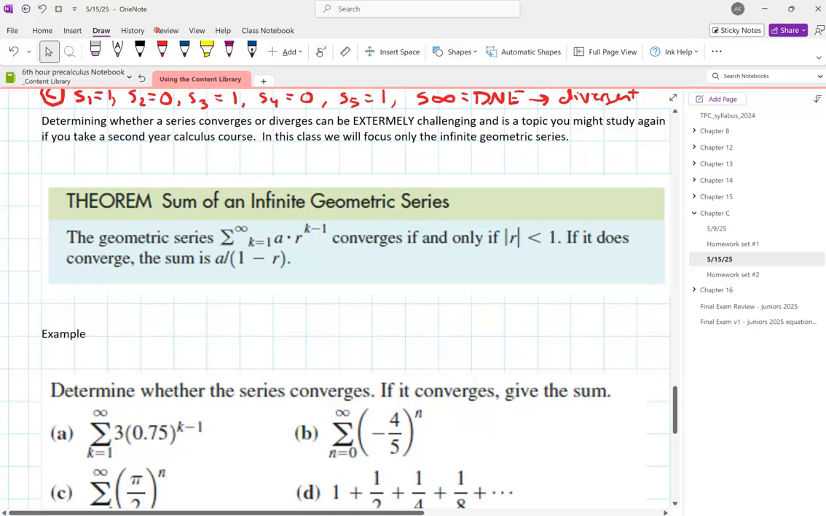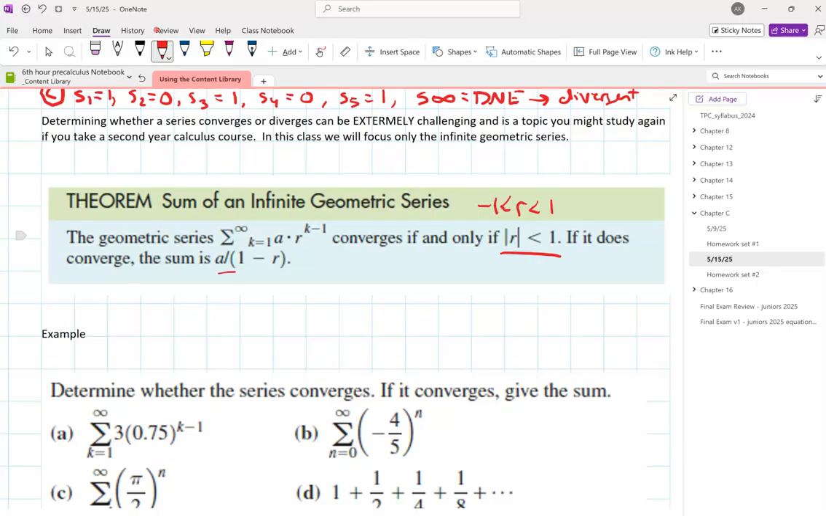And it's really easy to tell because all we have to look at is if the R value is between -1 and +1. If the R value is between -1 and +1, the series converges. And the way we find it is just the first term divided by 1 minus R. If the R value is bigger than 1 or less than -1, then it diverges and you're done. You don't have to write anything else other than that.